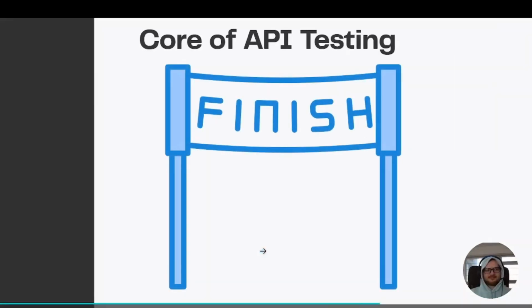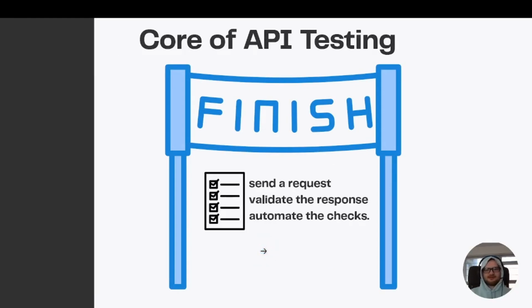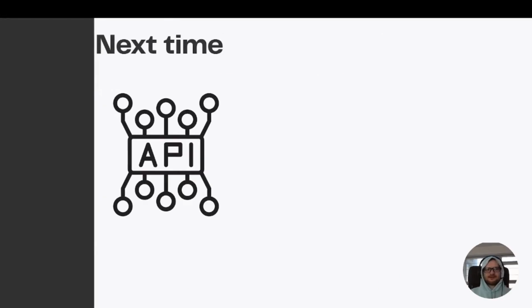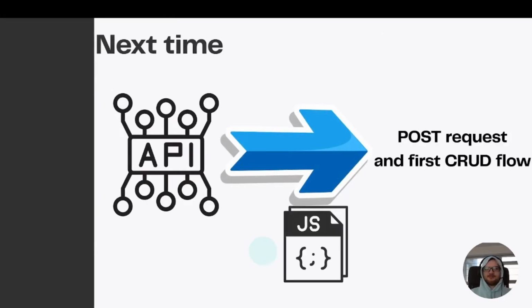Why this matters? This is the core of API testing. Send a request, validate the response, automate the checks. In the next video, we will go further and create your first POST request with JavaScript test case implementation. So you will learn how to send data to the backend and validate it.